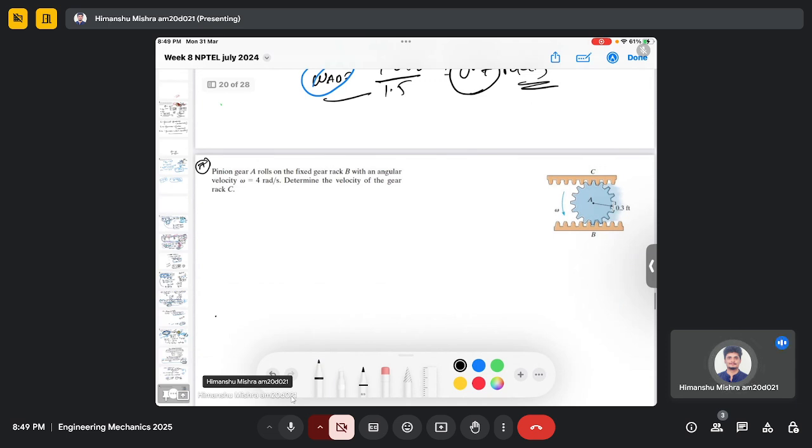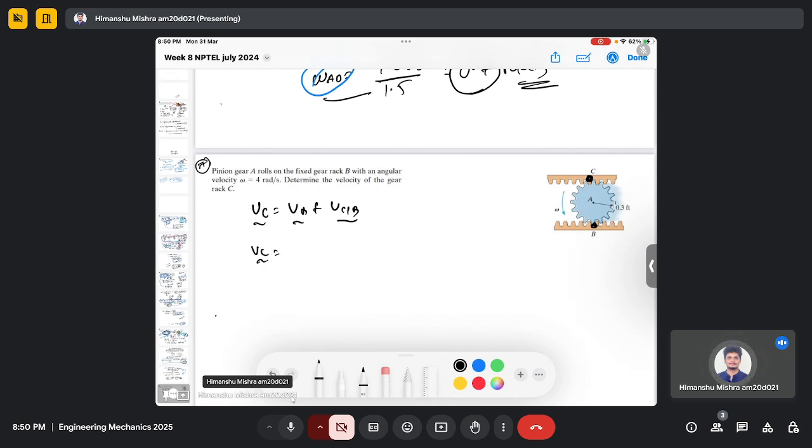Now we will solve a very easy version of this. So this is the question. Whatever we have done now, it's a pretty easy version of this. So here the pinion gear A rolls on a fixed gear rack B with an angular velocity omega. Determine the velocity of the gear rack C. So we need to find the velocity of this point C, and this is the other point B. So again we can use the same relation, Vc equals Vb plus the relative velocity between them.